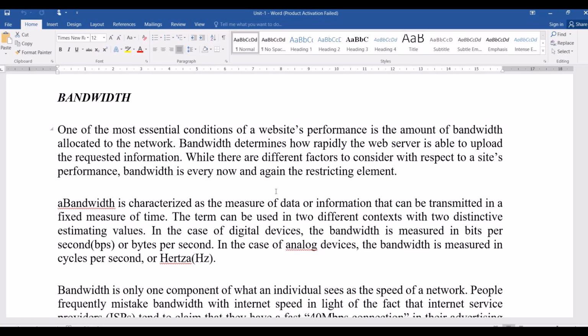In case of digital devices, the bandwidth is measured in bits per second, bps, or bytes per second. So this is very important, bits per second and bytes per second. In each and every second it transmits bits or bytes. Which one is the fastest, bit or byte? We have to know that whether it is megabits per second or megabytes per second, the speed is different. A byte is bigger than a bit.